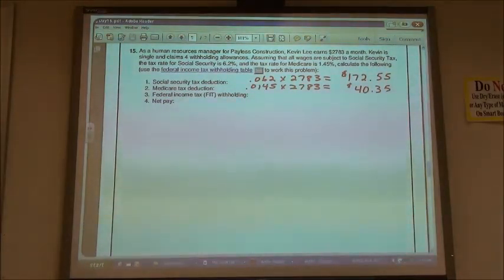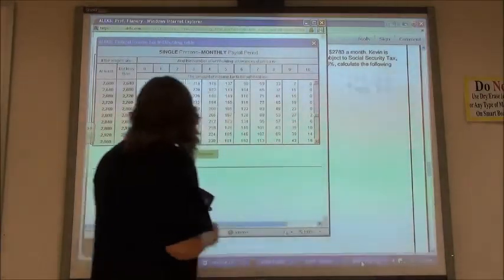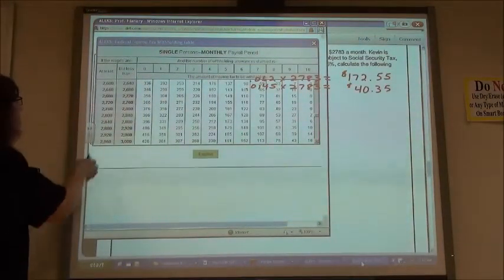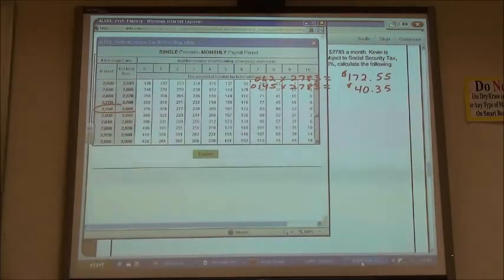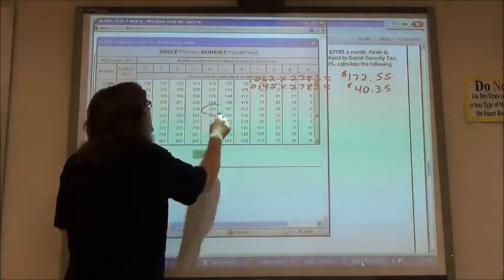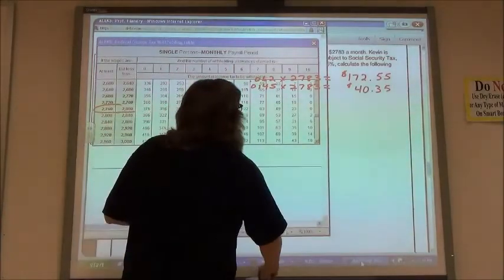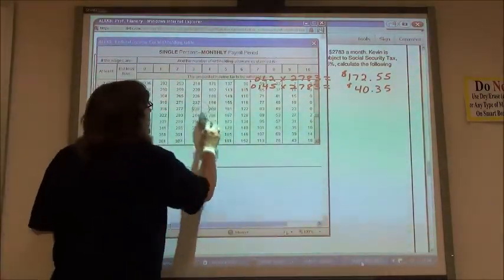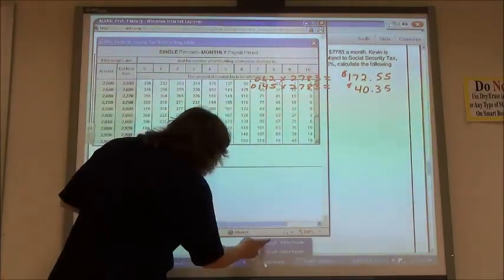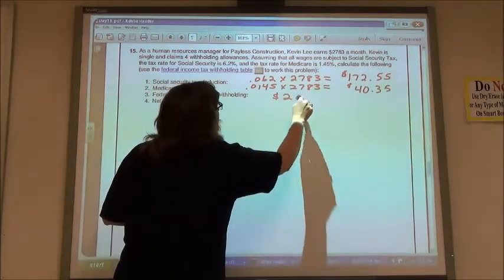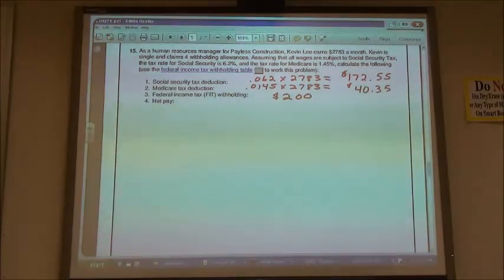Federal income tax withholdings. We have to remember $2,783 and 4 withholding allowances. So when we bring up the table, $2,783 would be between the 2,760 and the 2,800. And then if I remember right, we had 4 withholding allowances, so with 4 withholding allowances, we'd have $200 in there. So I'm going to erase that so when I go back to the board, it's not showing up on there, but remember the $200. And so I'm going to go back to our sheet, and $200 is going to be the federal income tax withholding for 4 withholding allowances.